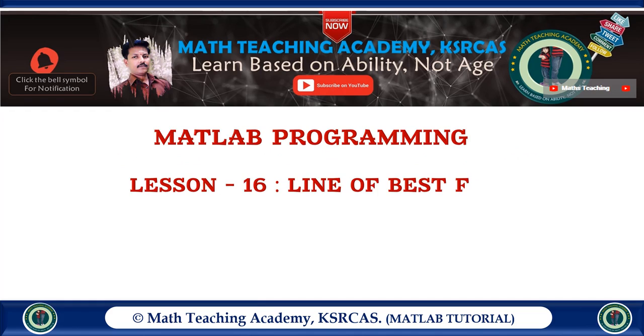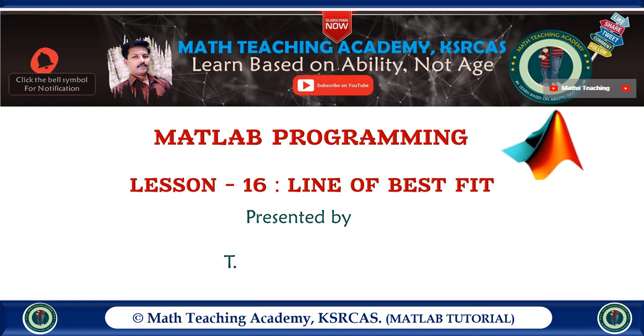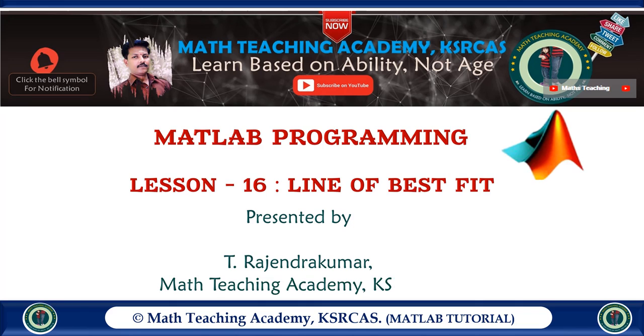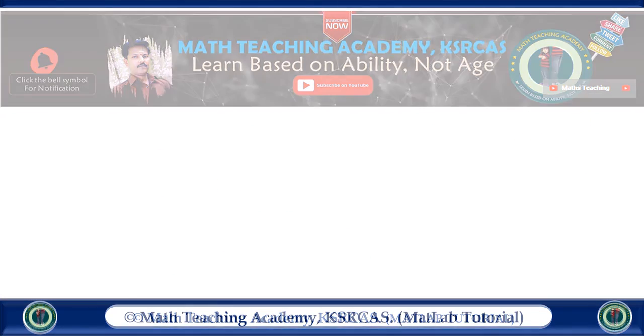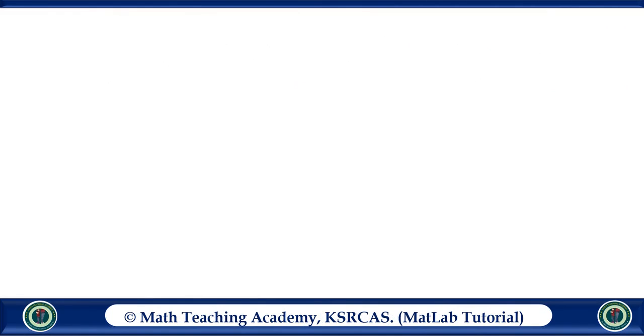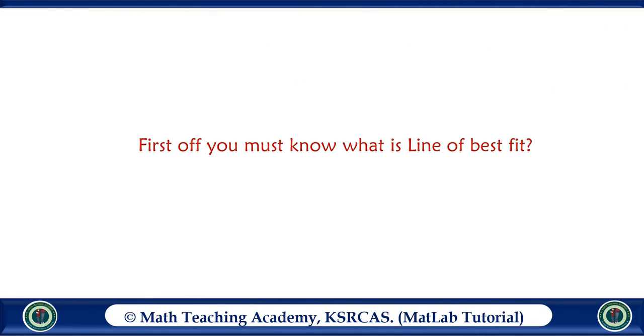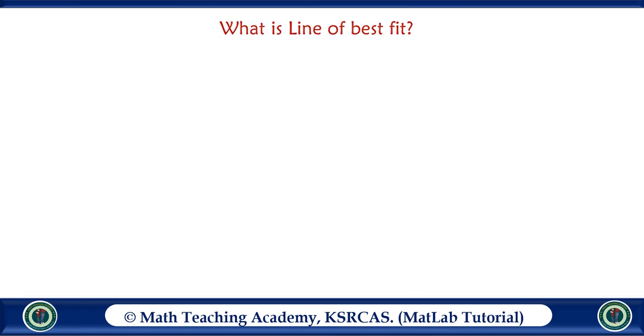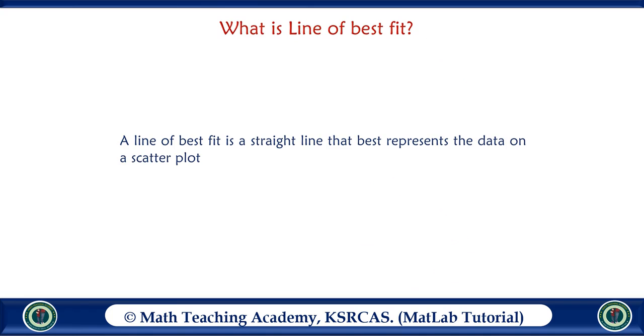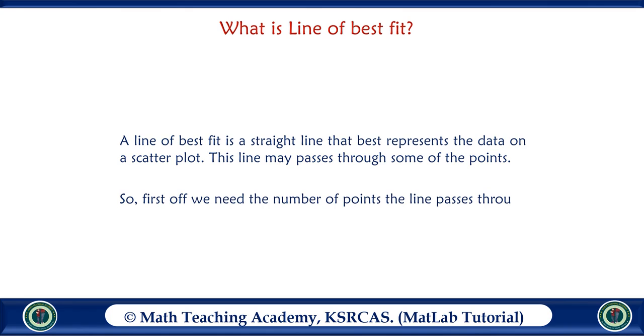Here in this video, today we are going to look at the line of best fit. First off, you must know what the line of best fit is. A line of best fit is a straight line that best represents the data on a scatter plot. This line may pass through some of the points. So, first off, we need the number of points the line passes through.